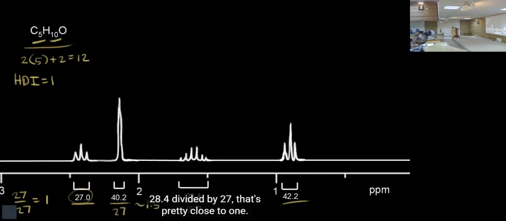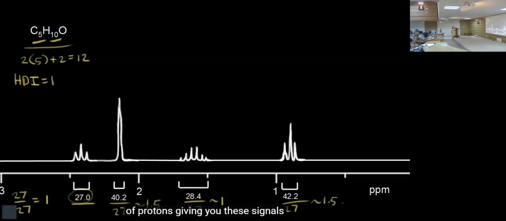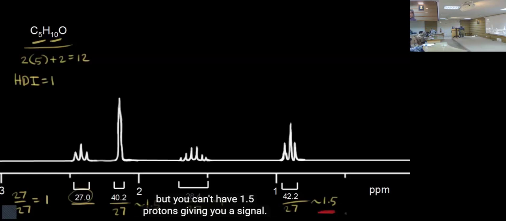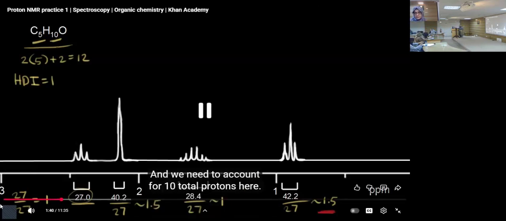28.4 divided by 27, that's pretty close to 1. And 42.2 divided by 27 is once again pretty close to 1.5. Remember, these are just the relative numbers of protons giving you these signals, but you can't have 1.5 protons giving you a signal. We need a whole number.